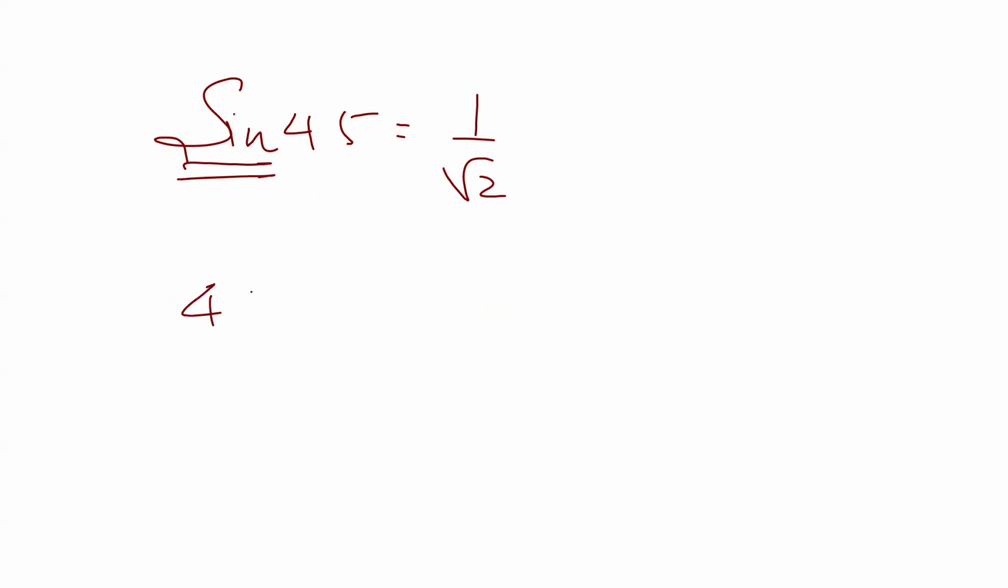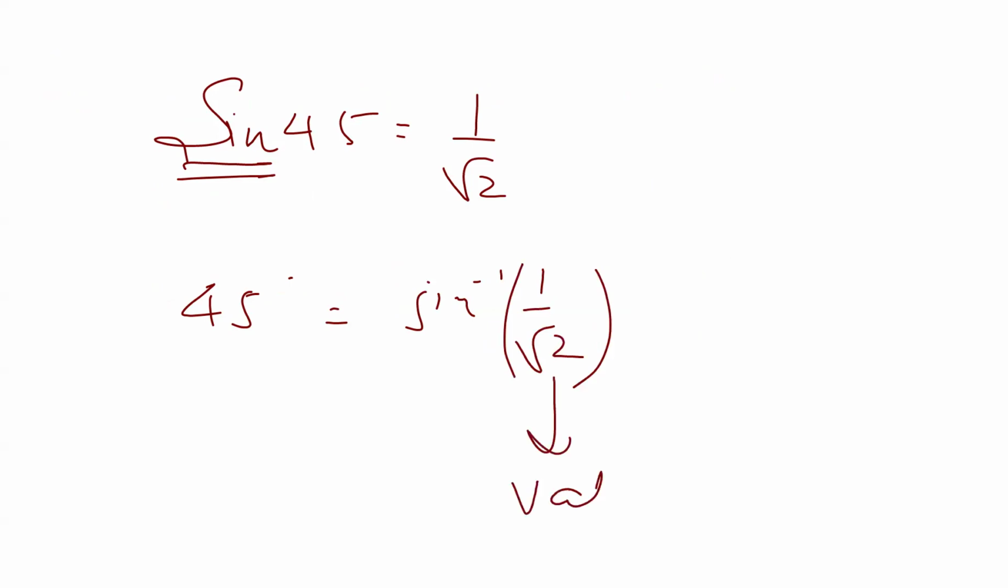Now let us understand the nature of ITF, that is inverse trigonometric functions. Sine 45 is equal to 1 by root 2. If you take sine to the other side, 45 degrees is equal to sine inverse of 1 by root 2. So 1 by root 2 is the value of the trigonometric function and 45 is the angle. This is sine inverse. Don't call it sine raised to minus 1, it's sine inverse. When I say sine inverse, it is an inverse trigonometric function.